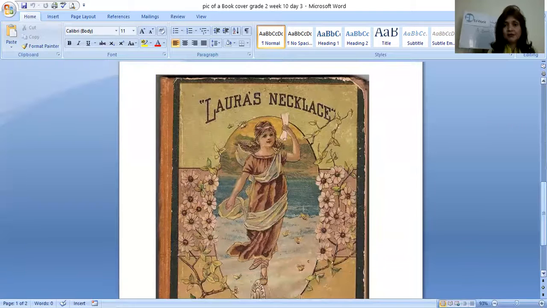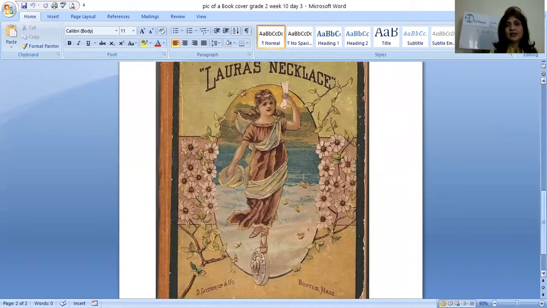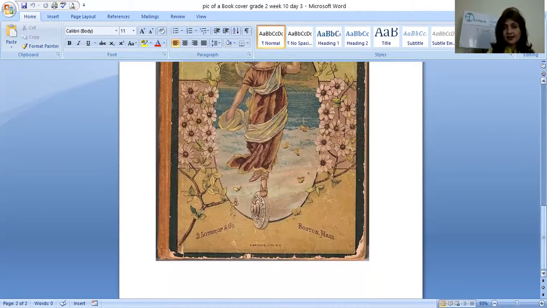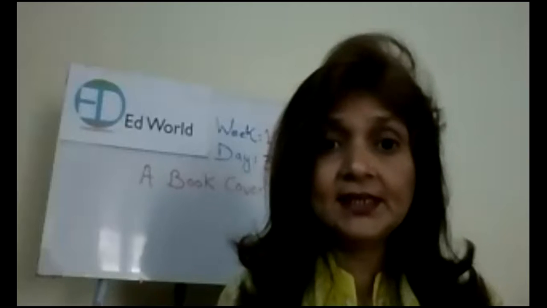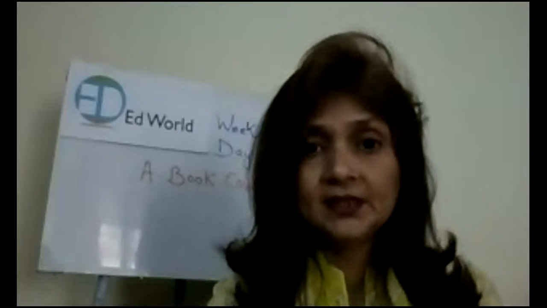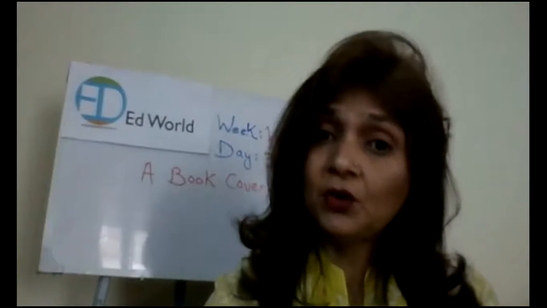In the same way, if you look at this other book, Laura's Necklace, what comes in your mind by looking at the cover? That this book might be about Laura's necklace. What happened to her necklace, right? Yes, by looking at the book cover and the title. And these are the writers' names. So, what does a book cover have? It has some different types of things: the title's name, the name of the writer or the author's name.